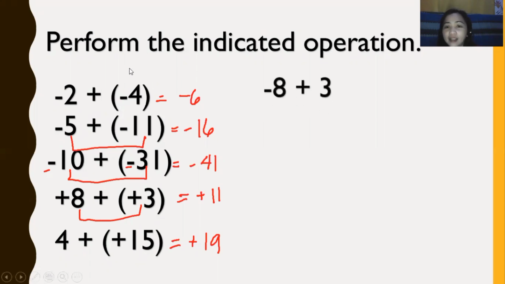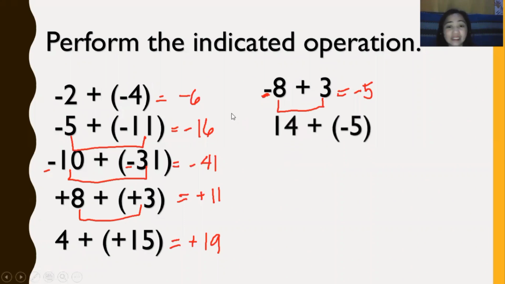Then we have here negative 8 plus positive 3. So we have here a negative number and a positive number. Therefore, we subtract 8 minus 3, that is 5. Then copy the sign of the larger digit, and that is negative. The answer is negative 5.